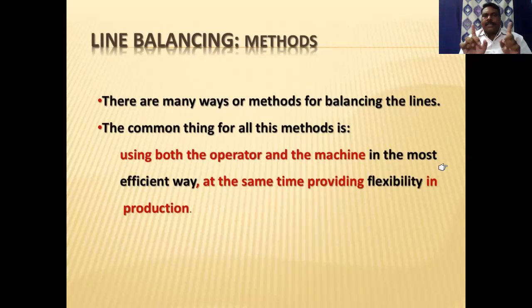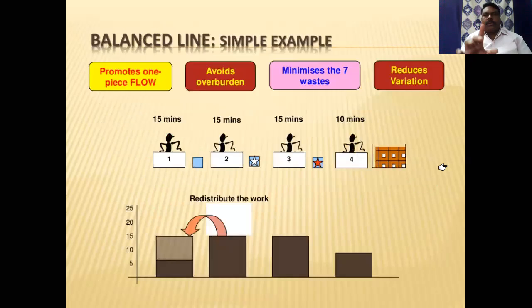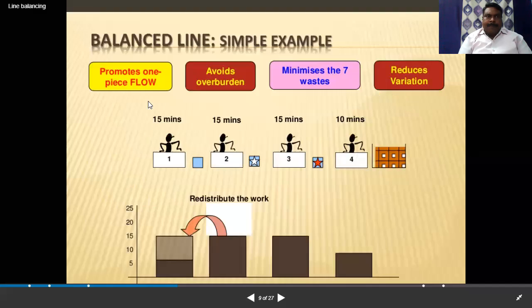So the method is that the operator and the machine should be in sync, so that it is very effective. So that was unbalanced. I will make it balanced. This promotes one piece flow of 15 minutes. Here one piece is there. Next, value added. Again they have done this, 15 minutes, and it avoids overburden. Slowly it is moving, minimizing the 7 wastes. That is the 6 wastes we had. So here they have made it.